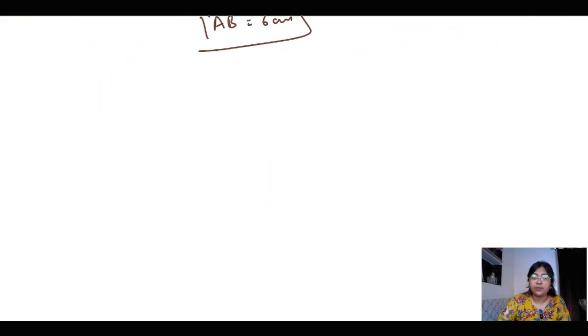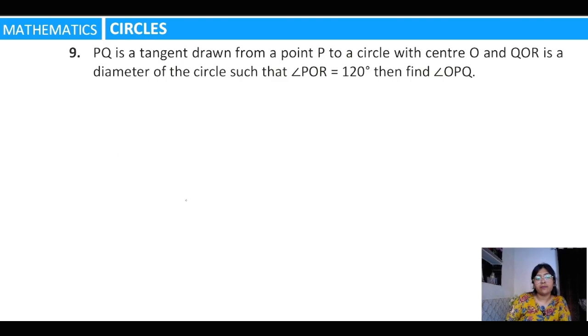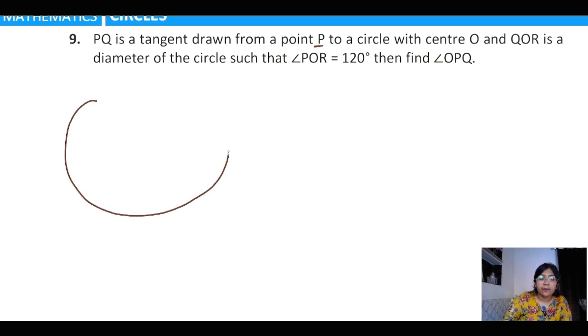Okay. Now move to the next question. Try this question. Learners, try this question on your own. PQ is a tangent drawn from a point P. It means P is a point outside a circle. We need to draw a tangent PQ. P is a point which is outside the circle, and this is a tangent PQ, with center O.